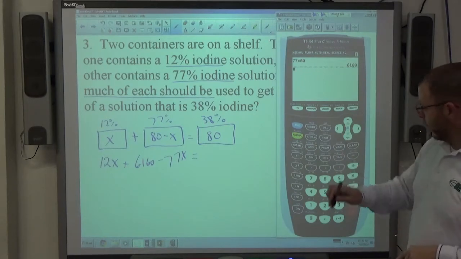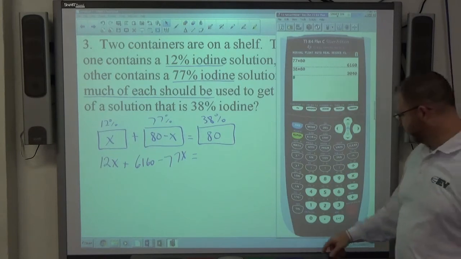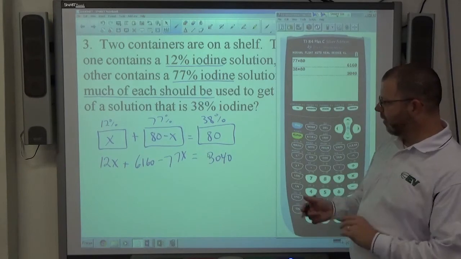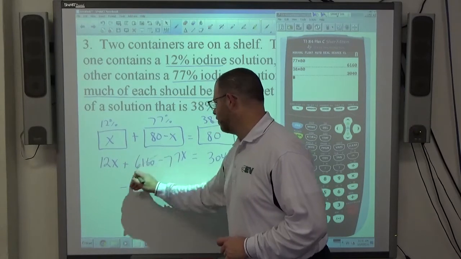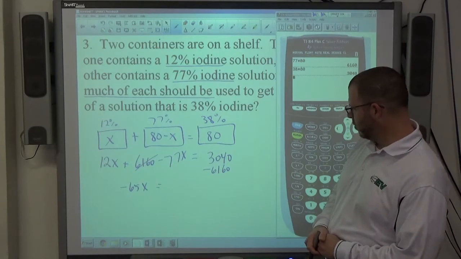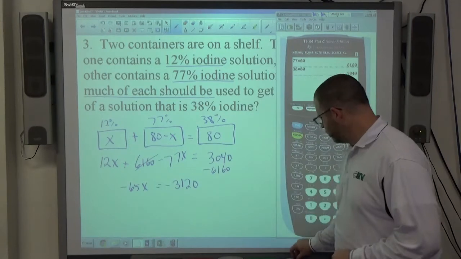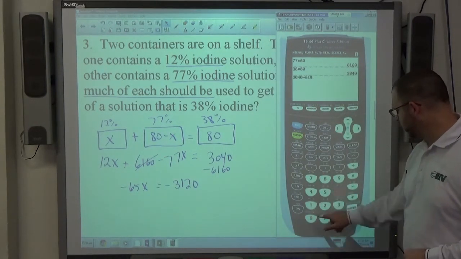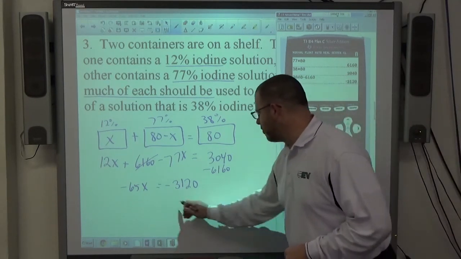6160 minus 77x is what we get out of that, and then 38 times 80 is 3,040. So that's what we get for an equation, and then 12x and negative 77x make negative 65x, the 6160 moves over here. We subtract those, we get negative 3120. Just for verification purposes, 3040 minus 6160, negative 3120. So then negative 3120 equals negative 65x, so we simply have to divide by negative 65 now.